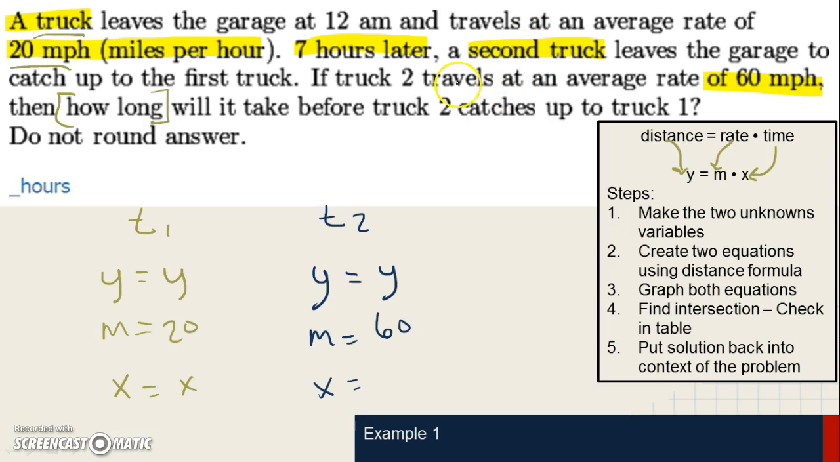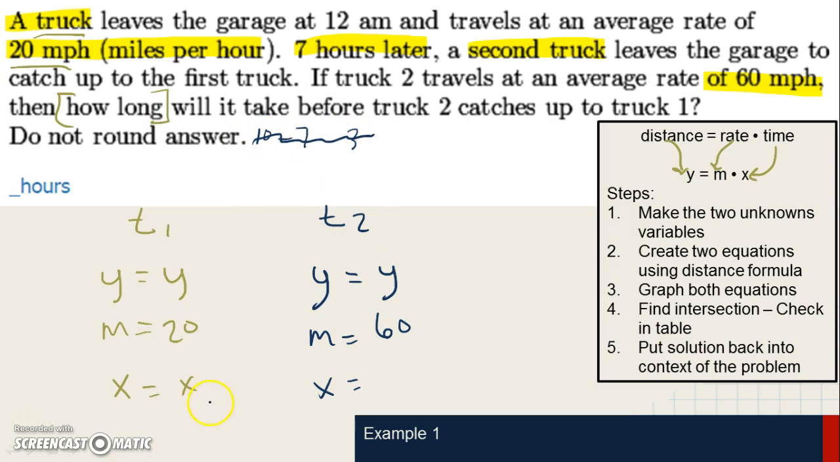So think about that for a second. If truck 1 leaves, and 7 hours later, a second truck leaves, what can we use here to represent truck 2's time? Well, if truck 1 is x, and it goes x hours, what is truck 2's time? Well, it's based on the time that it's taken truck 1 to go. So if truck 1, for example, travels for 10 hours, and truck 2 leaves 7 hours later, how many hours has truck 2 traveled for? Well, 10 minus 7 is 3.